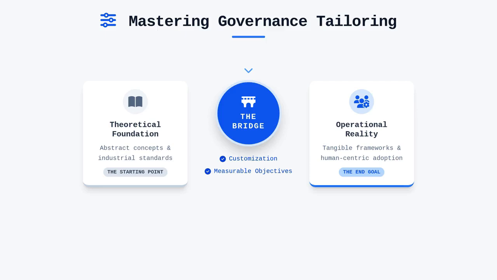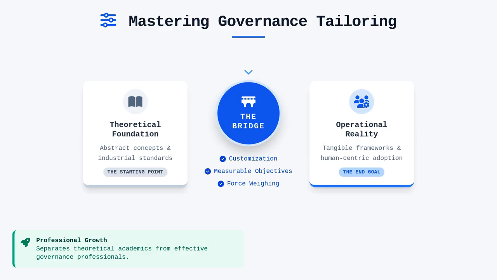We will examine how to weigh various organizational forces to ensure that your final governance design is sustainable and responsive. This foundational knowledge is what separates an effective governance professional from a theoretical academic, and it is a skill that scales with your career. We are not just talking about checking boxes. We're talking about building a structure that supports business success while maintaining necessary oversight.